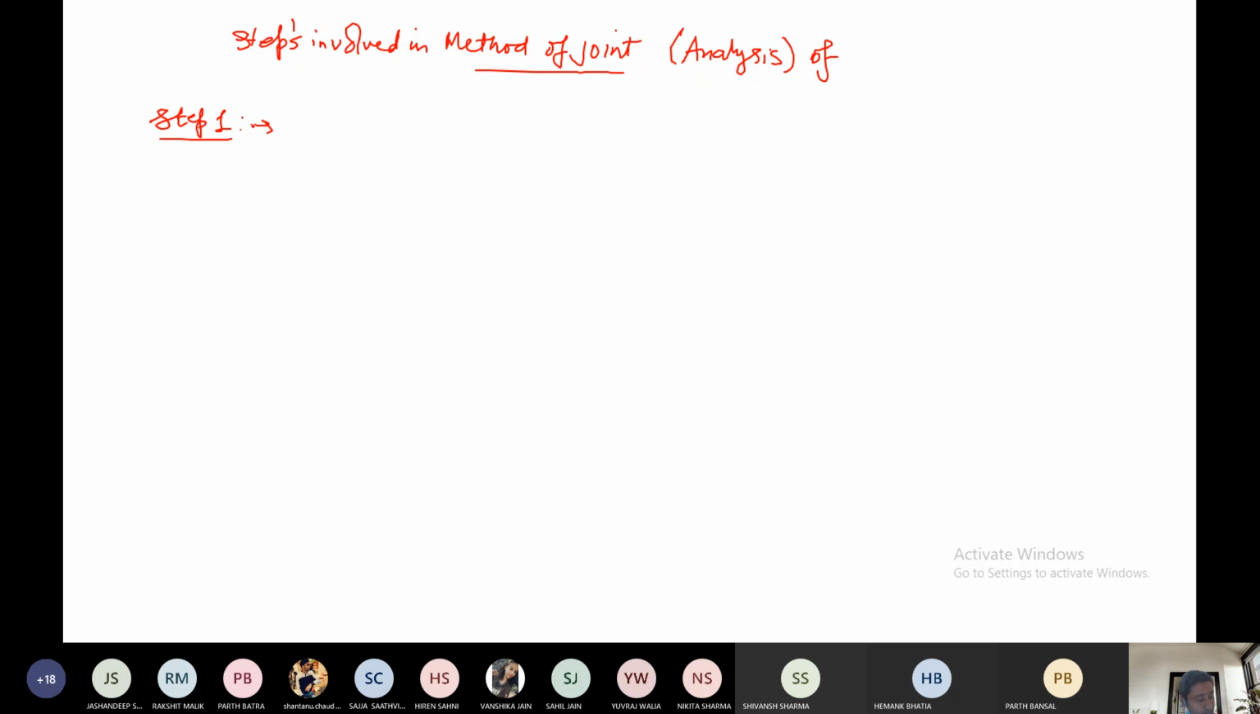Find the reactions at the support of the truss, considering the entire truss as a rigid body, and then applying equations of statics.